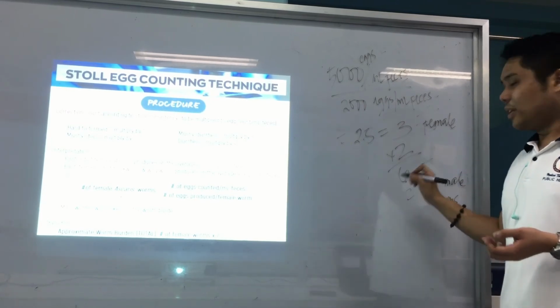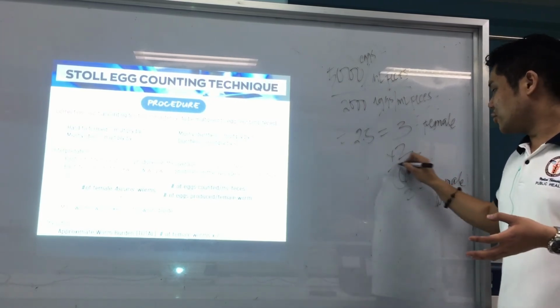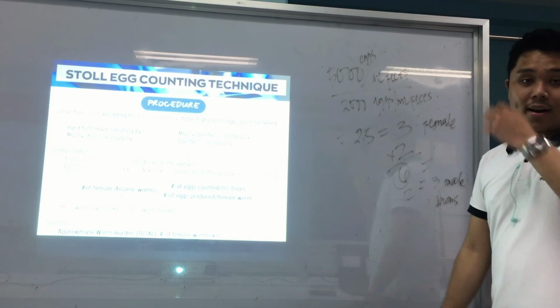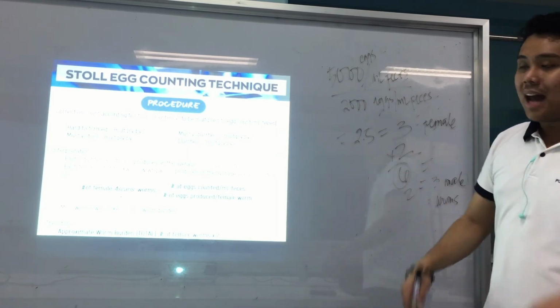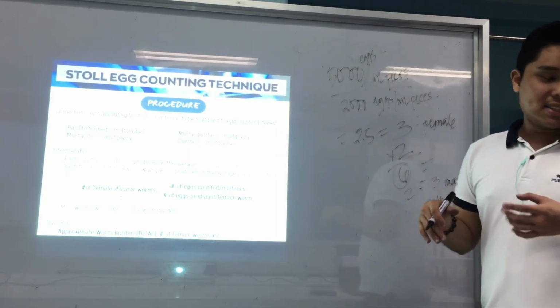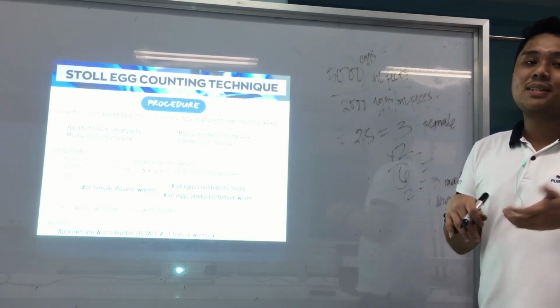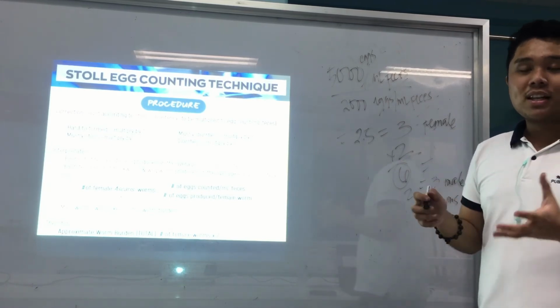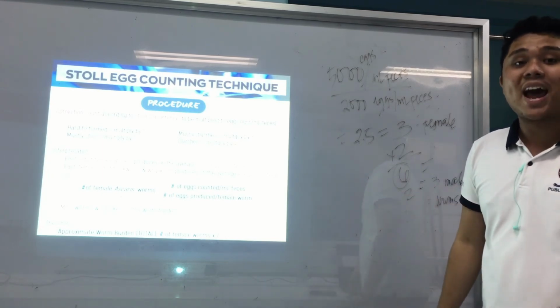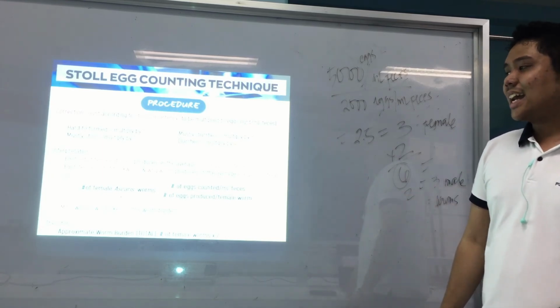But what you're looking for is the total, so you multiply by 2 the total number of female Ascaris worms. So you can say then that there are about 6 Ascaris worms, approximately 6 worms in the patient that are contributing to the release of eggs. All right, that's for Ascaris.